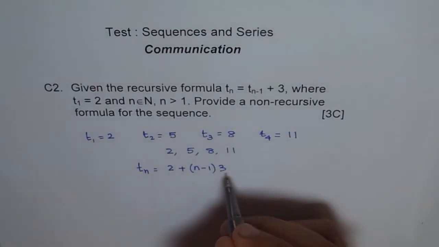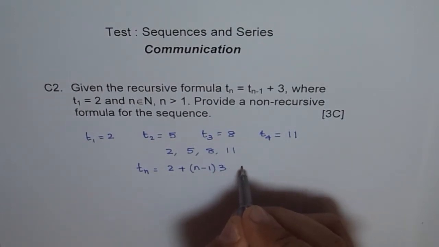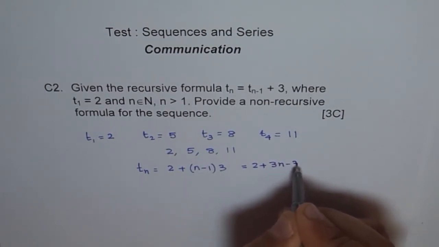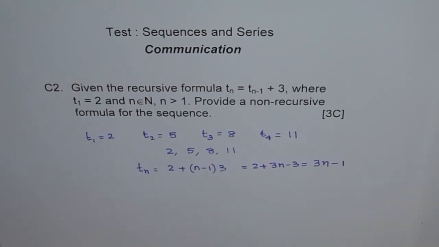And this equation can be simplified, right? If we simplify it, we get 2 plus 3n minus 3, which could be written as 3n minus 1. Okay.